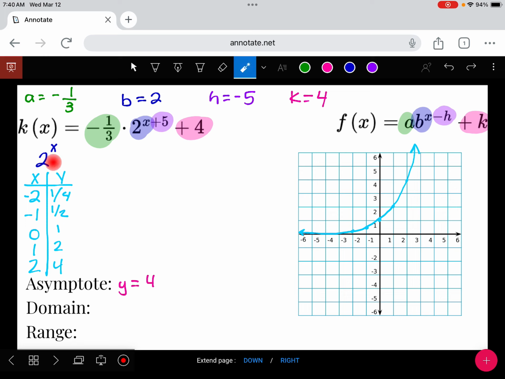We substitute them into that 2 to the x that we found. So we pick these, and then we say 2 to the power of minus 2, or 2 to the power of minus 1. 2 to the 0 gives us 1. And we can type those in the calculator. The calculator can do it for us. Fully valid.